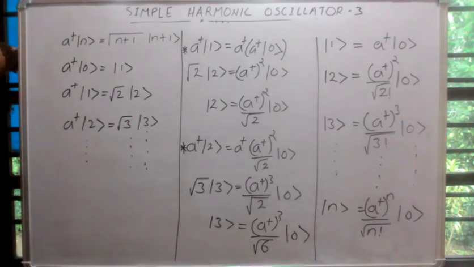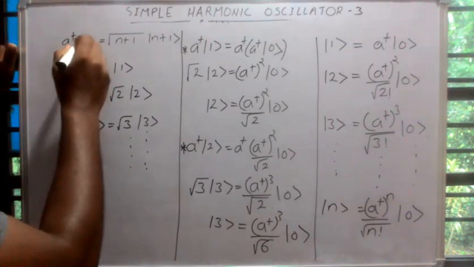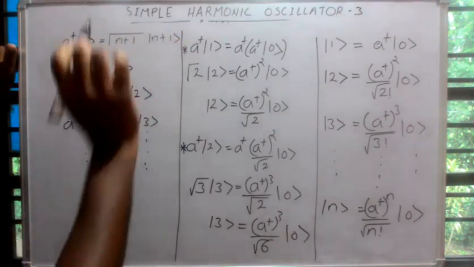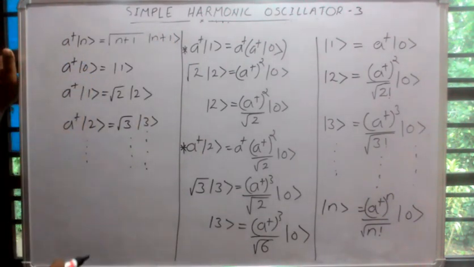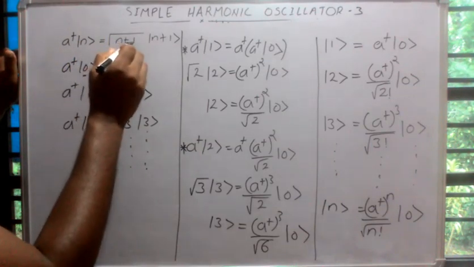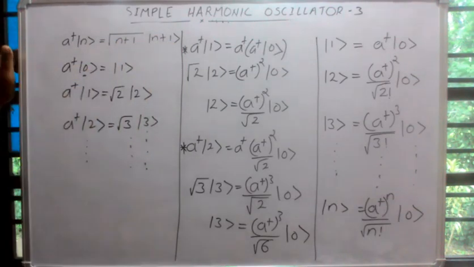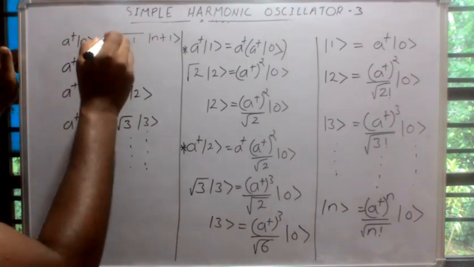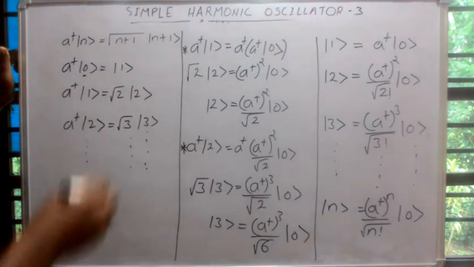In this class, we use the property of the creation operator. a dagger operating on |n> gives under root n plus 1 times |n plus 1>. By using this equation, we can find a dagger |0>. Here n equals 0, so under root 0 plus 1 is 1, and we get |1>. Then a dagger |1> is under root 1 plus 1, which is under root 2, times |2>, and so on.